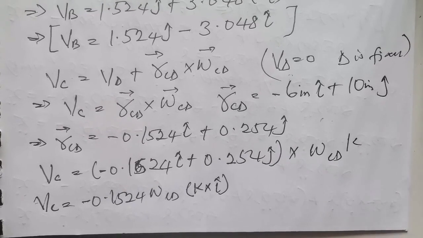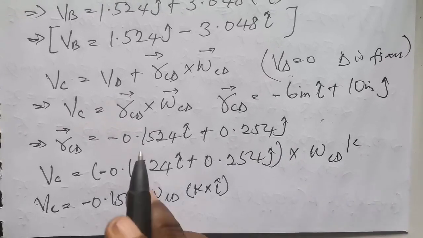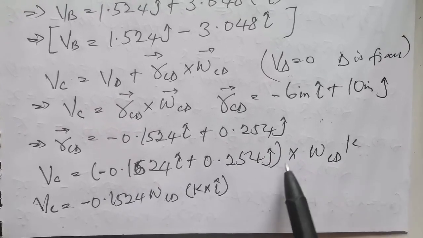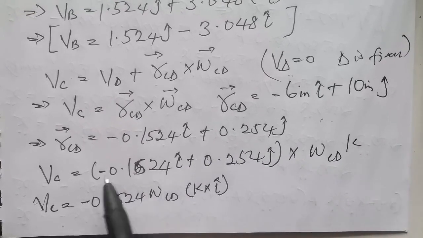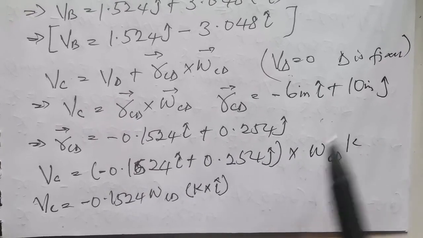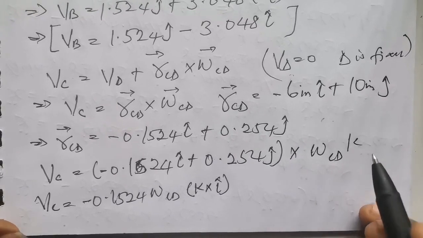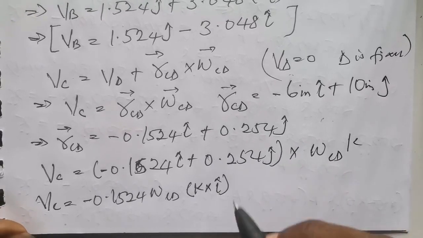But I am doing it the other way around. So you can basically do this I cross K and, of course, J cross K. The signs might change a little bit, but you're still very much in order. Okay, so we have K cross I.